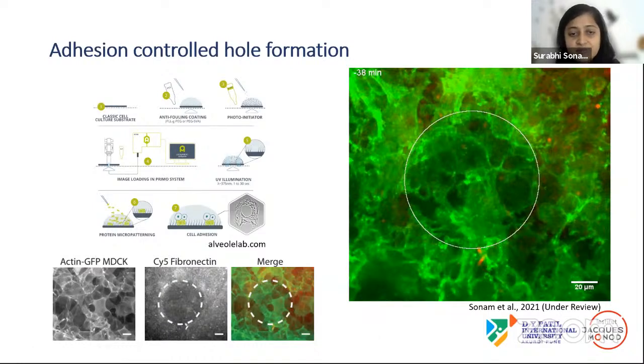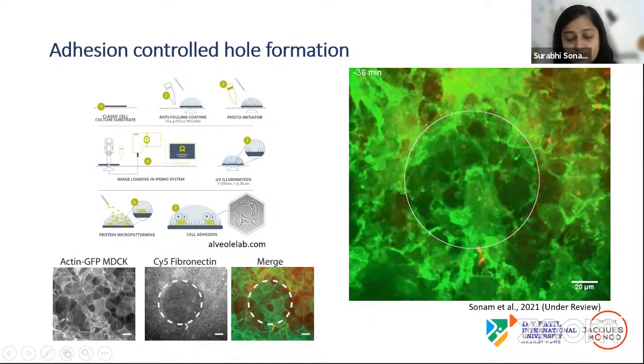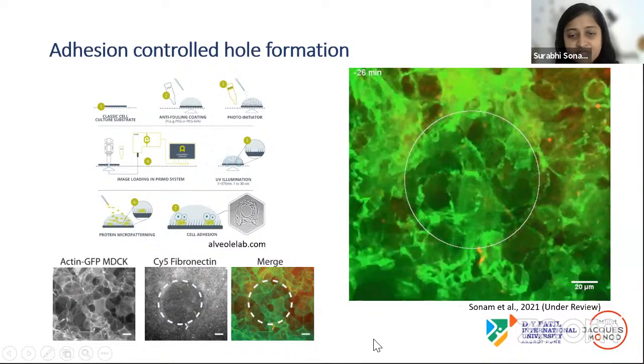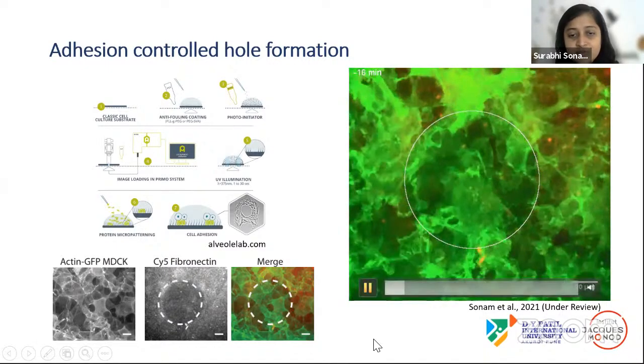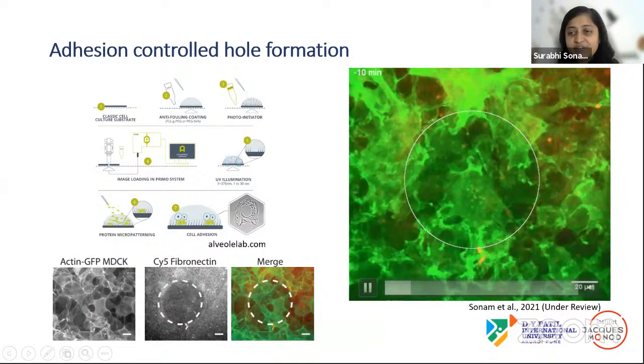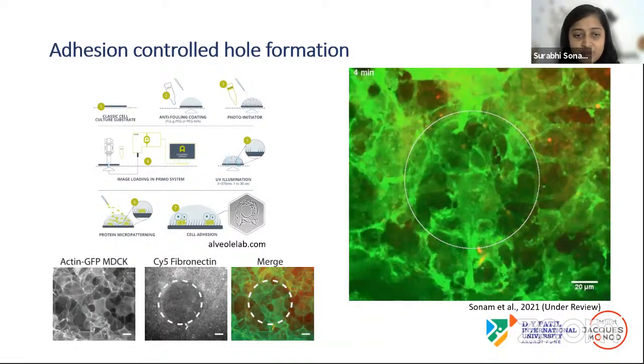So what we did is a very simple experiment to understand the effect of differential coating of fibronectin. In the center, if you look at it, we used a system from a company called Alveole. They have a machine called Primo, and we use this machine to have a differential coating. So in the center of the bottom left image that you see, we have fewer molecules of fibronectin.